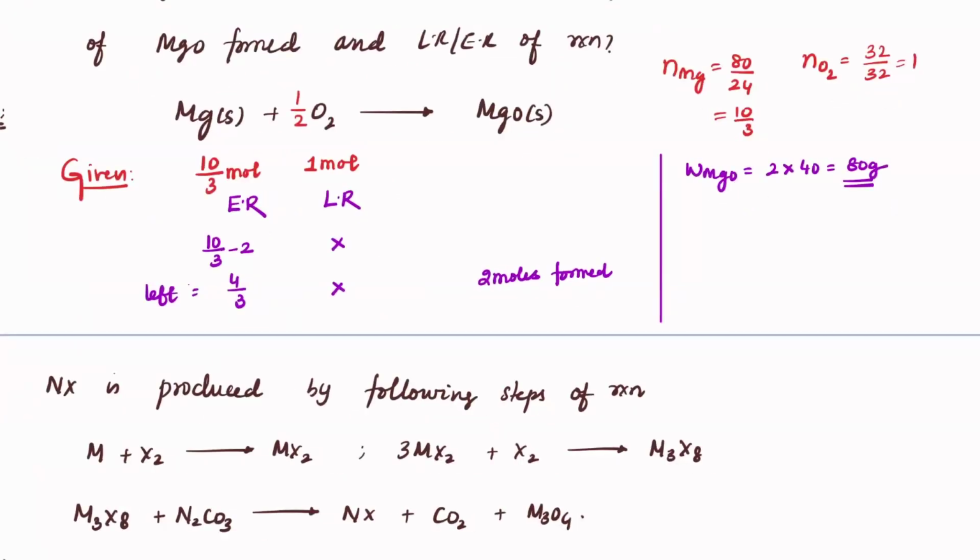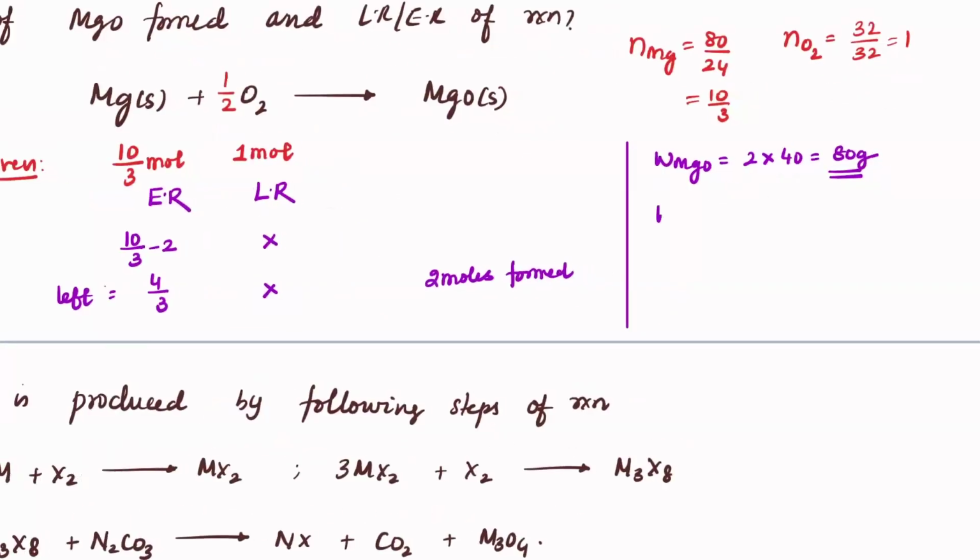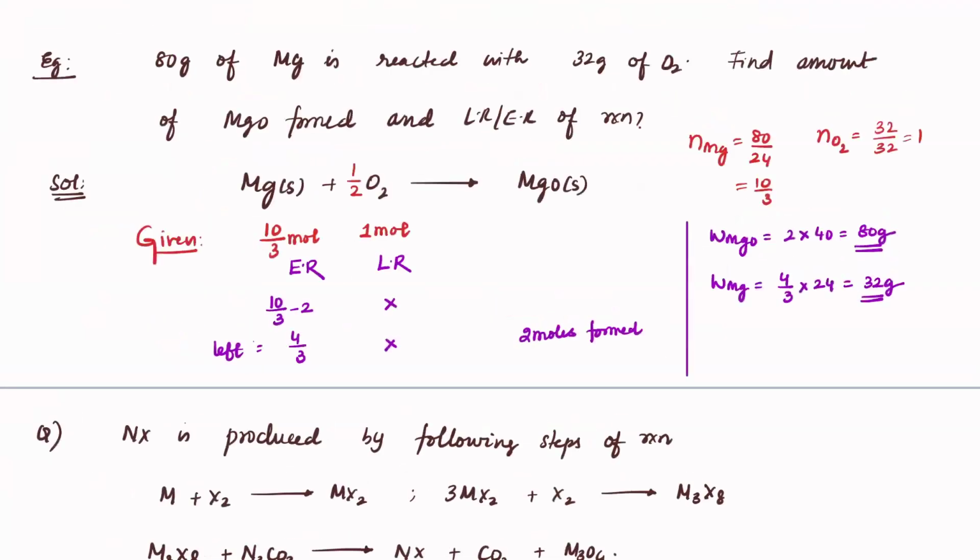And how much is the magnesium left over? Magnesium left over will be 4 by 3 moles multiplied by atomic mass 24. Correct? So that makes it 32 grams left over. So 32 grams of magnesium is left over and 80 grams of MgO is formed. Clear? And see the mass ratio also, everybody. How much is the mass I took initially? I took 80 and 32. Now how much is the total mass? 80 plus 32. So you can see the mass is conserved.